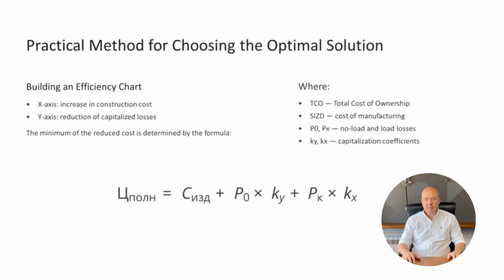Now let's discuss how to find the optimal decision point. Imagine a graph. The horizontal axis shows increased transformer cost. The vertical axis shows reduced capitalized losses. The lowest total ownership cost is found where the sum of the manufacturing cost plus no load losses multiplied by KY plus load losses multiplied by KX reaches its minimum value. Sensitivity analysis is also important. We analyze how changes in KY or KX affect the outcome. We also examine what happens if the transformer runs for less than 25 years. For example, just 15 years.